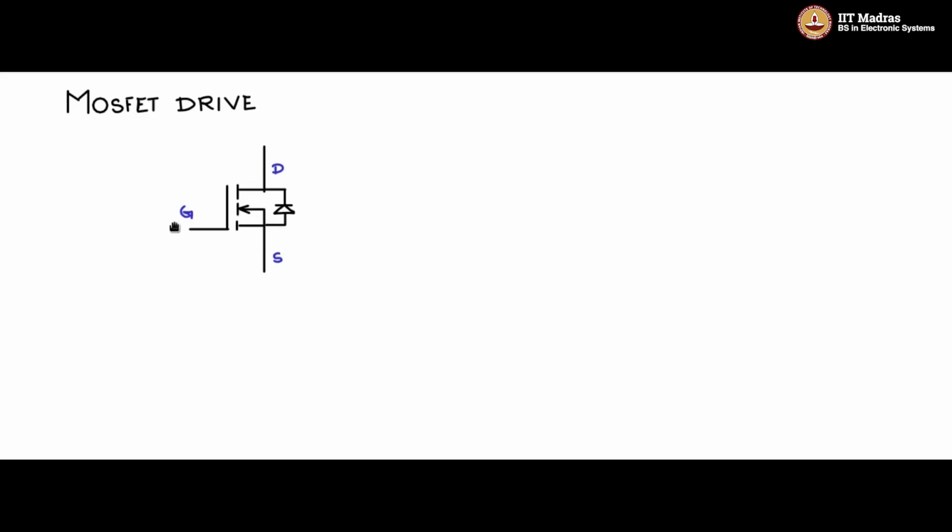The MOSFET is a high input impedance device, meaning it takes a very, very low gate current, unlike the case of the BJT. So the gate power requirement for the MOSFET is very low. It is more a voltage control device as compared to the BJT, which is a current control device.